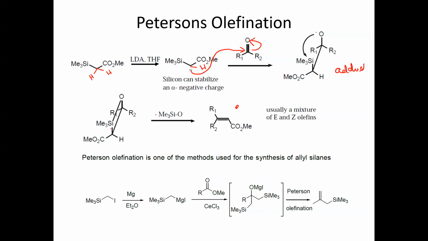In the next step, this bond shifts towards this place, and this bond shifts towards this place. As a result of that, a new carbon-carbon bond is formed and Me3SiO minus is going out. Normally, we get a mixture of E and Z olefins here.